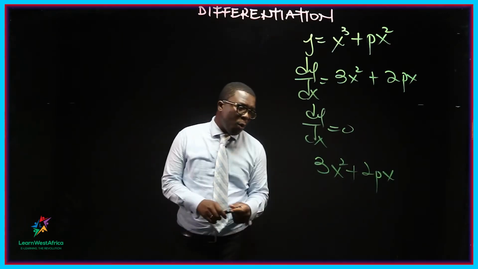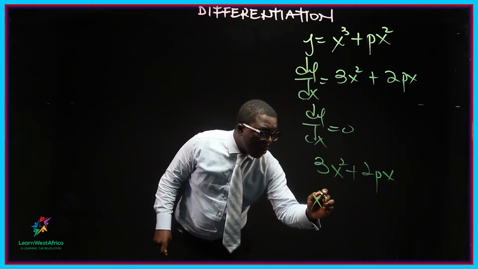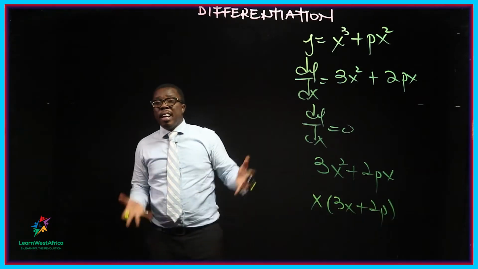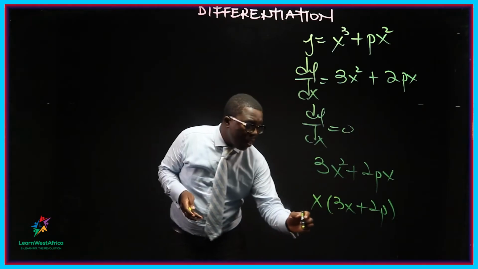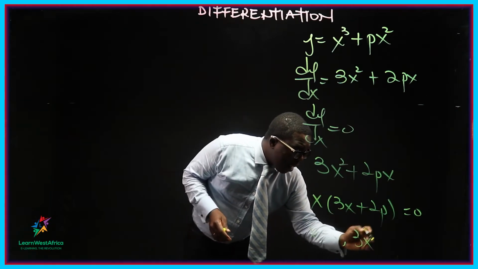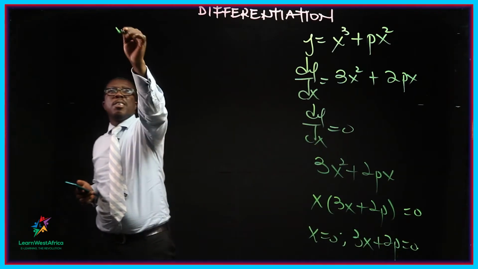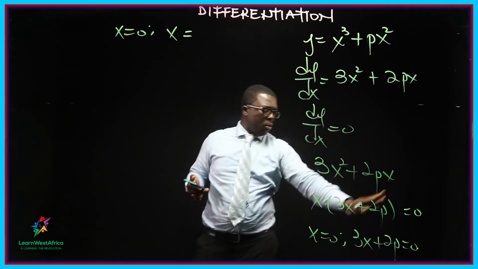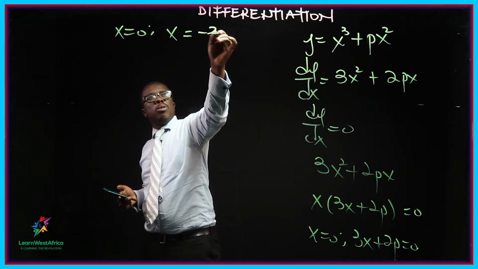What do we get from this? This is going to give us x into bracket 3x plus 2p. Okay? Then we equate it to 0, as we said. So the whole of this will be equal to 0. Therefore, we can say that x equals 0. Then we can say 3x plus 2p is also equal to 0. So that gives us x equals 0, and from this you can find x to be equal to minus 2p divided by 3, so minus 2 over 3 p.